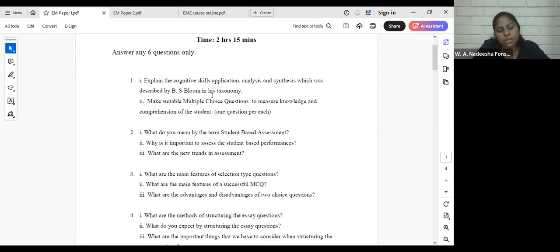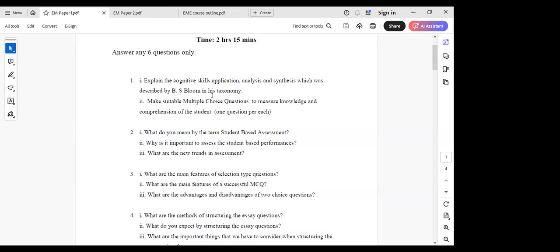It means you have to define what is application. Define means no need to go for definitions. In your words, you have to explain what is application. Then give example. Then what is analysis? Give example. What is synthesis? Give example. So if it is clear, you can write it within 10 or 12 lines. That's okay. Full marks will be given there. That's the thing here. Did you get my idea? Yeah, madam. Thank you.